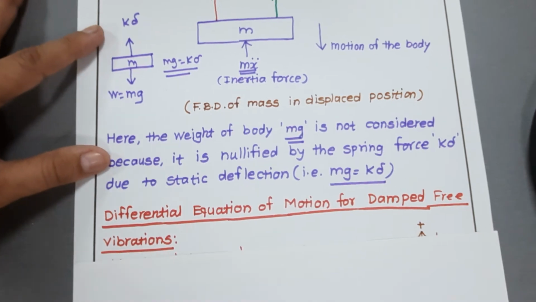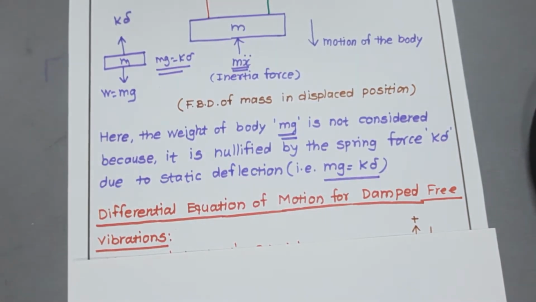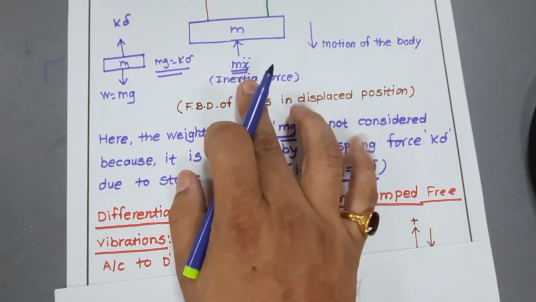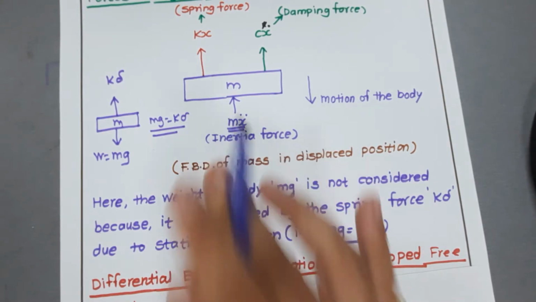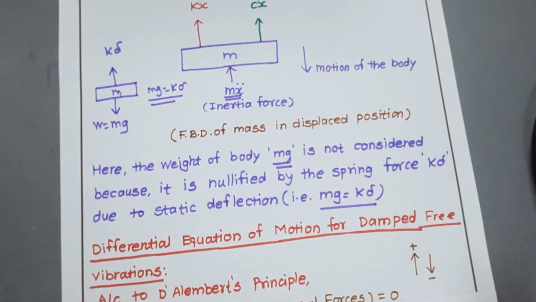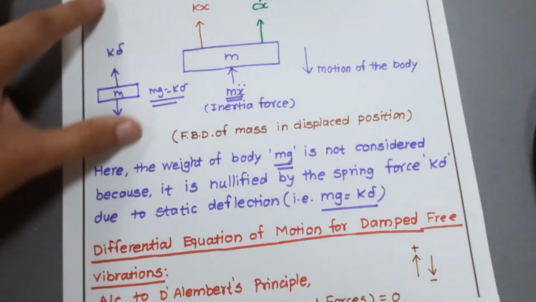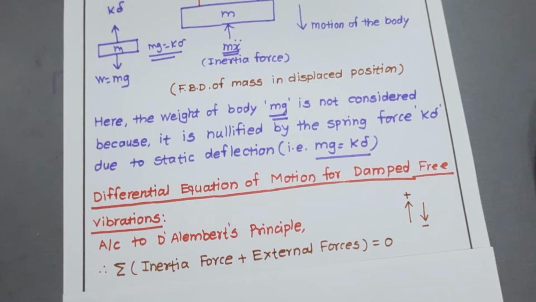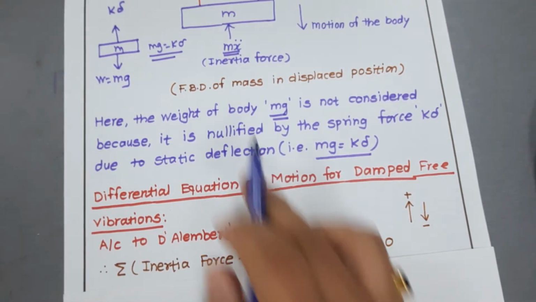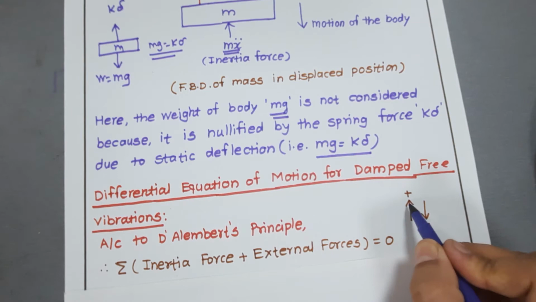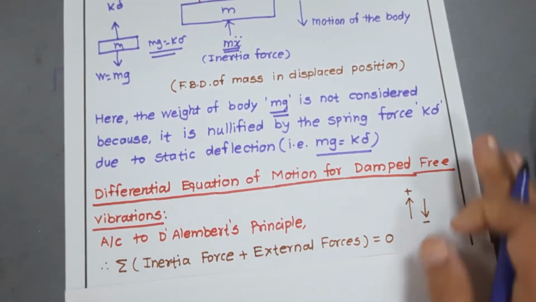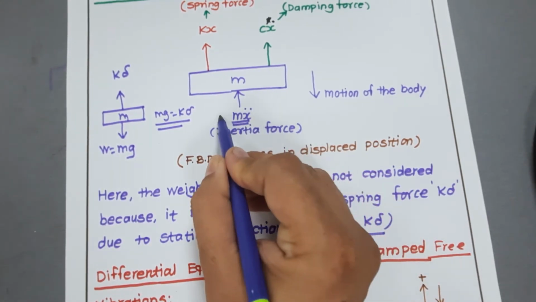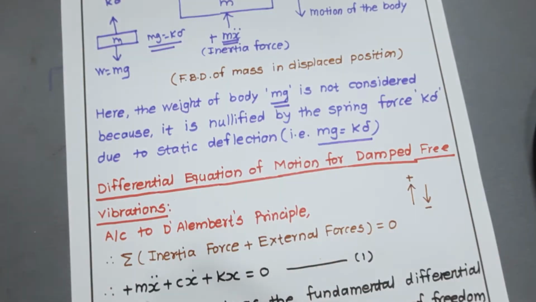Now we have to determine the differential equation of motion for damped free vibrations. Dear friends, for this free body diagram, I am going to apply D'Alembert's principle. What is the statement of D'Alembert's principle? The summation of inertia force plus external force is equal to 0. Here I will consider upward side force as positive and downward side force as negative. Observe, the inertia force acts in the upward direction, so we will take plus mx double dot.